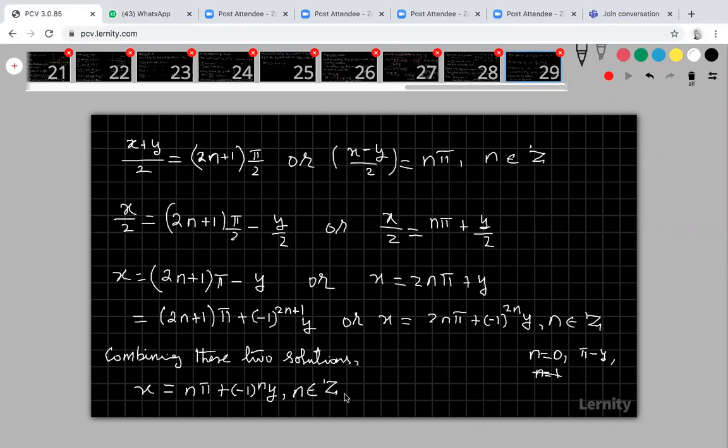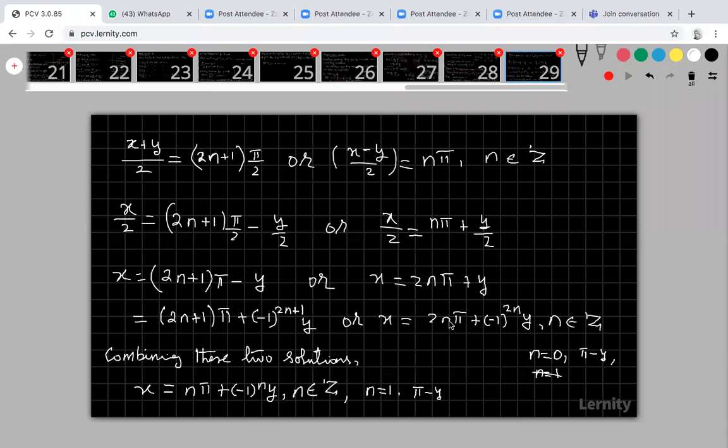Okay, so now similarly come to that, my n is equal to 1, what is the answer here? Apply n is equal to 1, it is 1 pi plus minus 1 the whole power 1 times y. So therefore, when n is equal to 1, you will get pi minus y. Are you okay? When n is equal to 0, you will get the answer here. The same answer you will get for n is equal to 1.